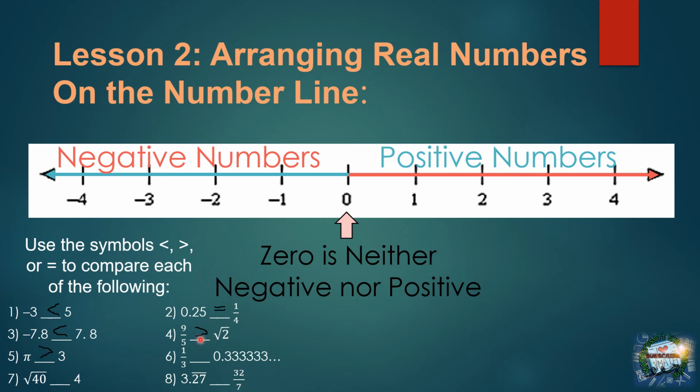Okay? How about this one? 1/3 and 0.333 with ellipsis. So, they are equal. Diba? 1/3 is equivalent to the decimal 0.333. So, that means they are equal.